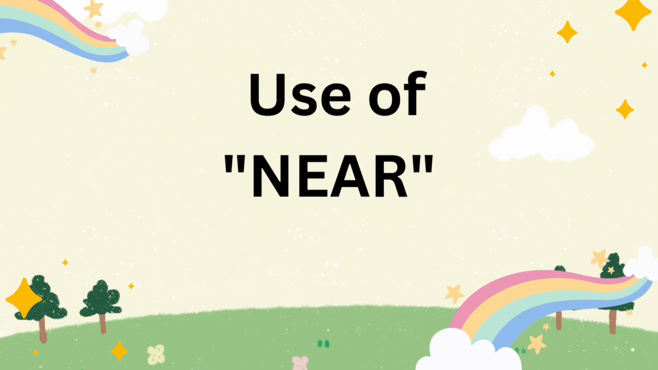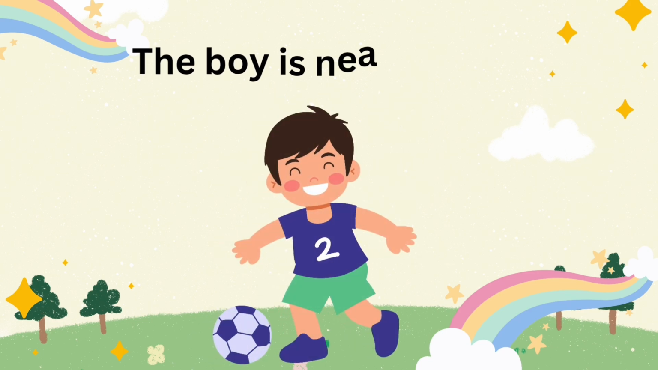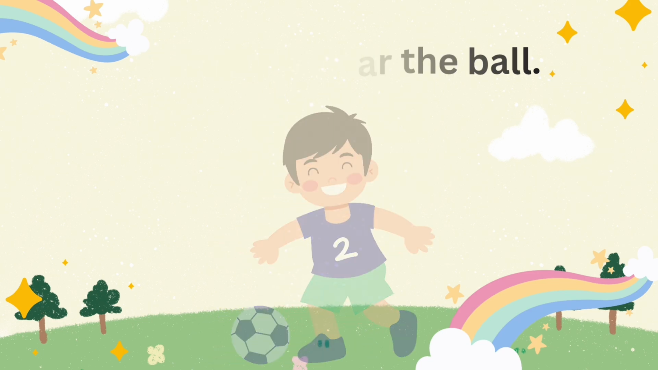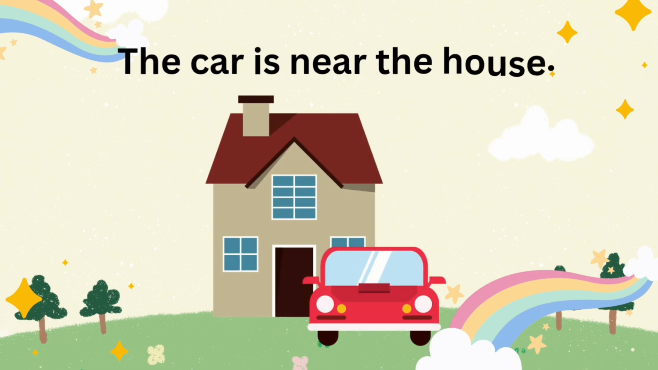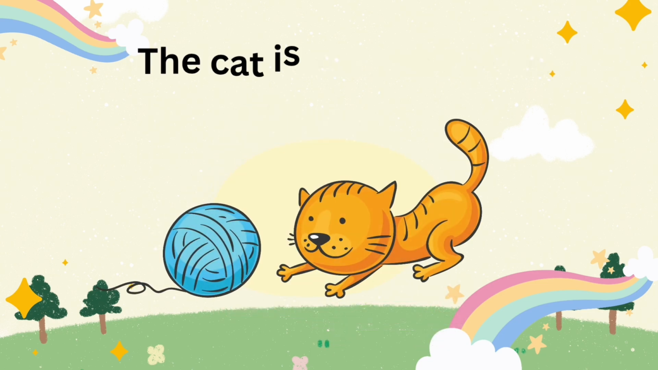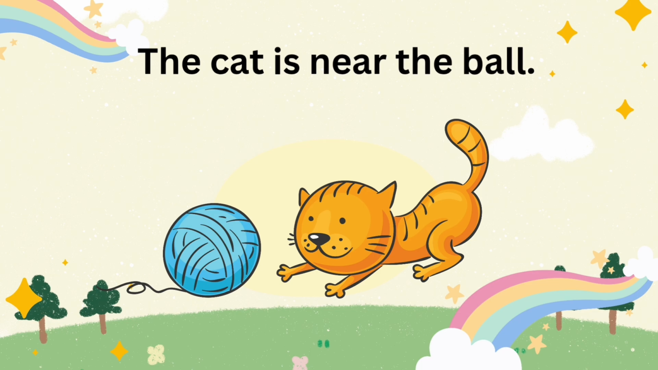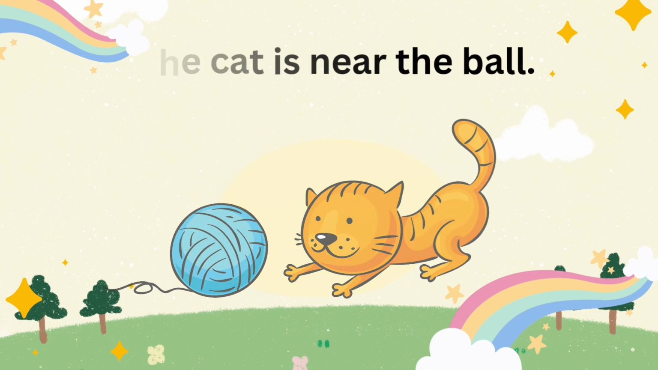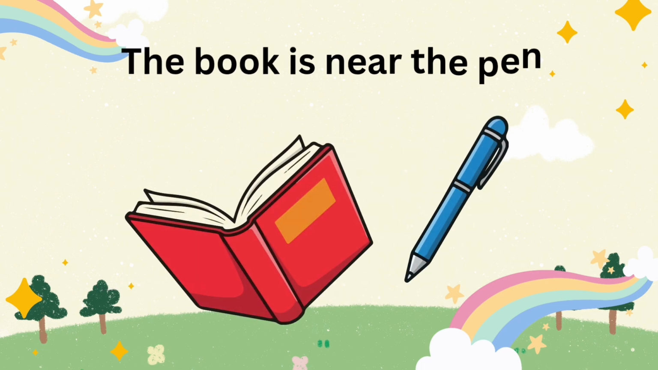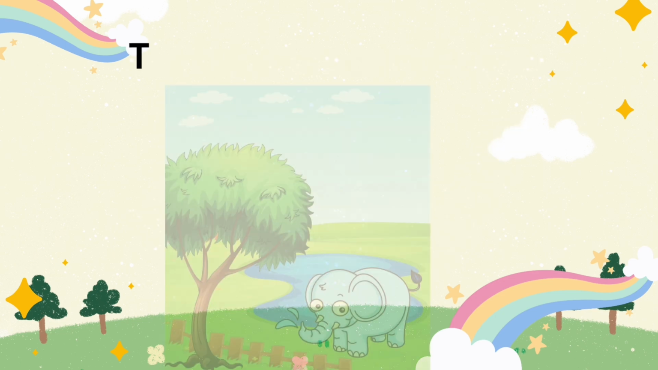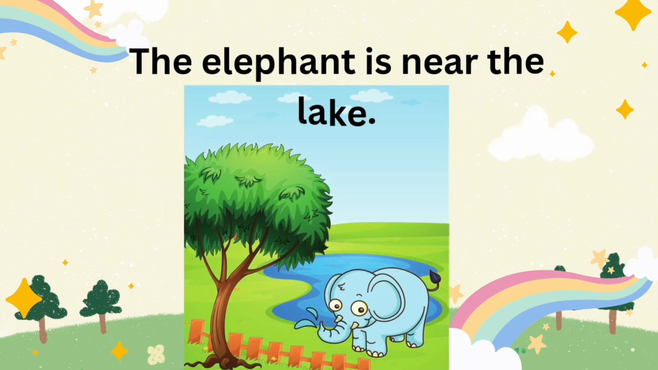Use of near. The boy is near the ball. The car is near the house. The cat is near the ball. The book is near the pen. The elephant is near the lake.